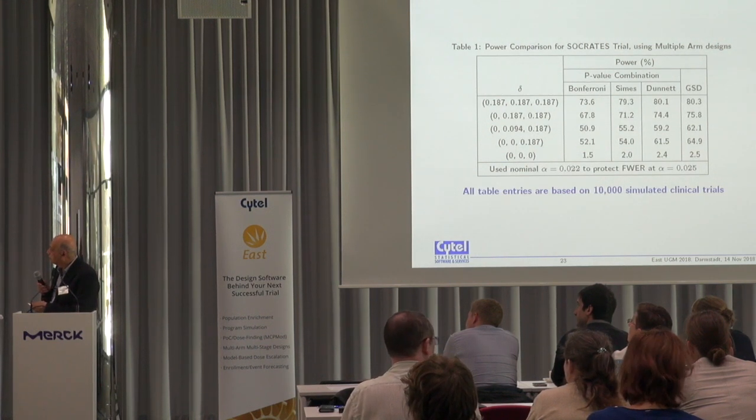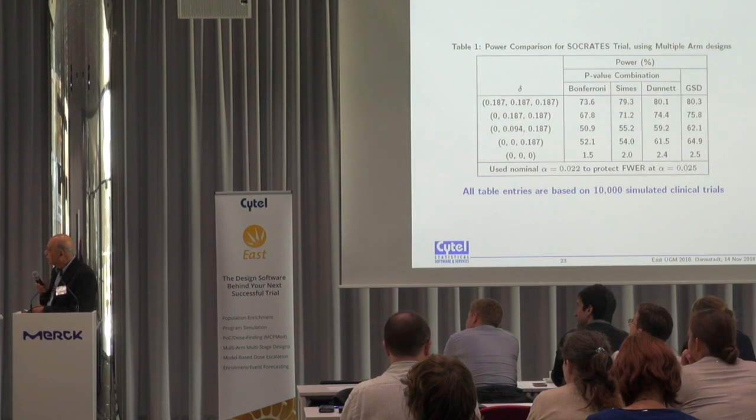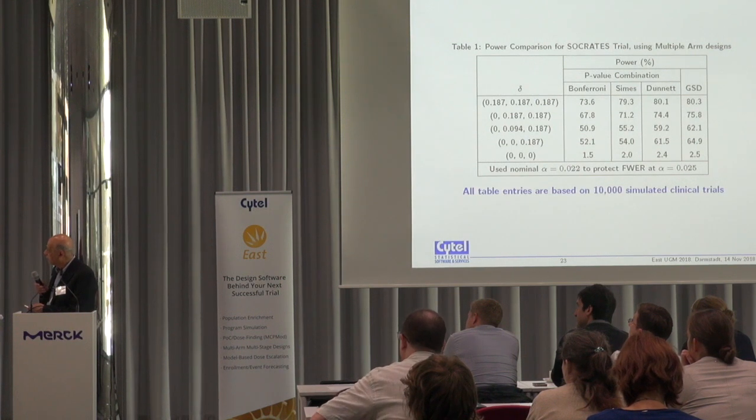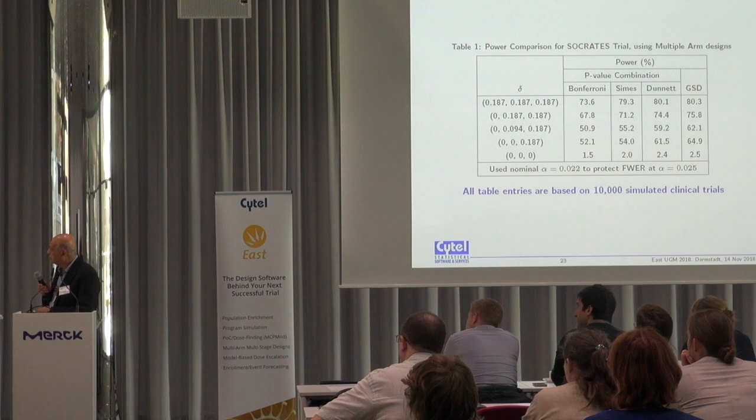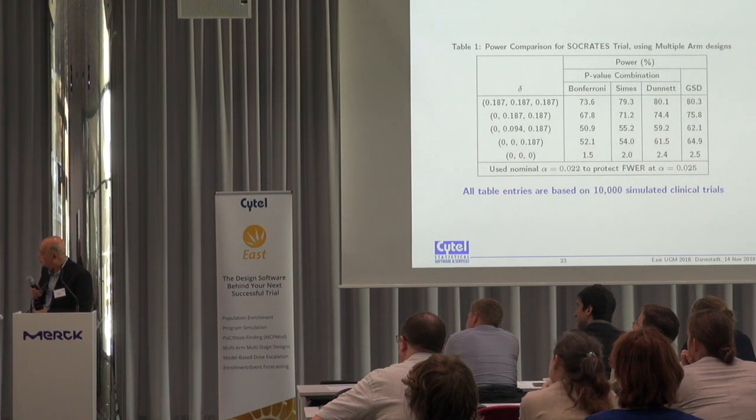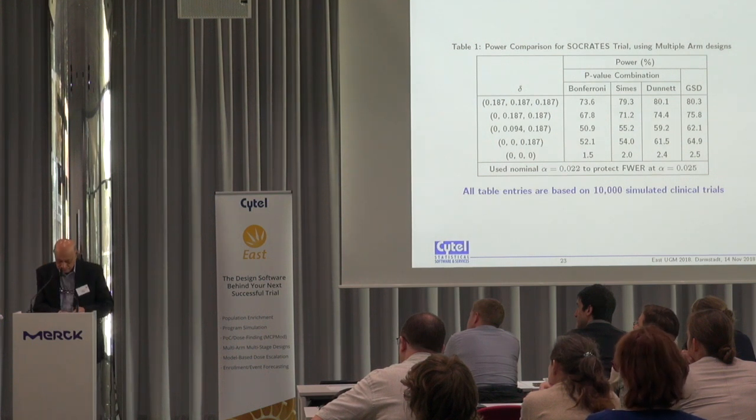You get no benefit in the homogeneous case for Dunnett versus group sequential, that is p-value combination versus group sequential, and you get about 4% improvement in power for the heterogeneous situation.